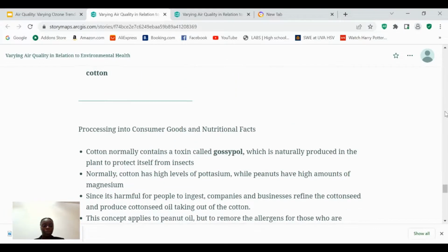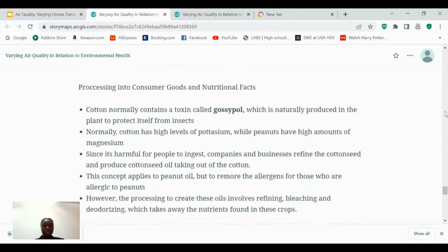So, where the nutrient deficiency comes in is that cotton normally has a lot of potassium and peanuts have a lot of magnesium. However, cotton has a toxin called gossypol, which is naturally produced in the plant to protect itself from insects, but harmful for us and other animals to ingest.